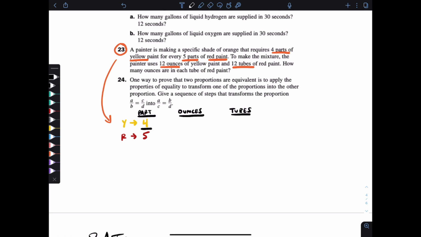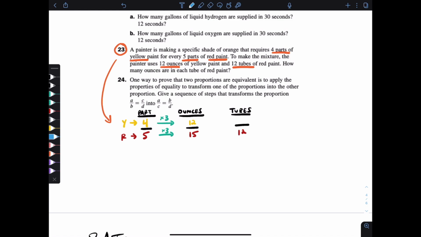12 ounces of yellow paint. So if we have 12 ounces of yellow paint, well, it's supposed to equal 12 tubes of red paint, but we don't know what that is. Well, for the tubes, I guess I'll put 12 over here for 12 tubes of red. But if we now know this number, how do we get from 4 to 12? Well, from going for ounces, we'll multiply by 3. And from 5, we'll multiply by 3. That should be 15 ounces, right? So we now know that if we have 4 parts of yellow for every 5 parts of red, then in ounces at least, this would be 12 ounces of yellow for every 15 ounces of red. That has to be the same ratio.